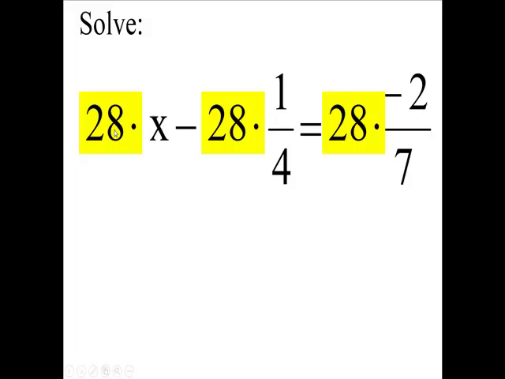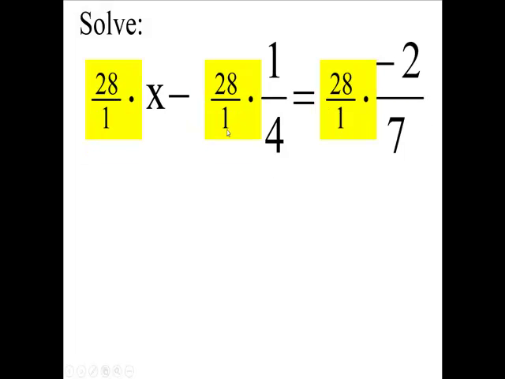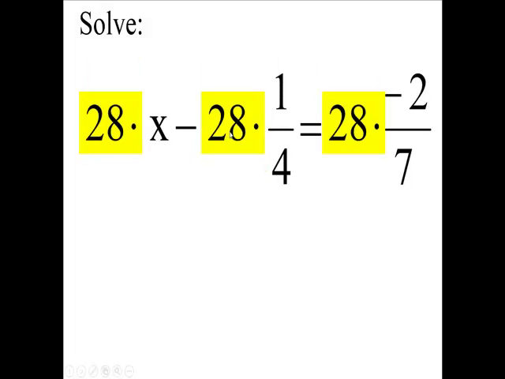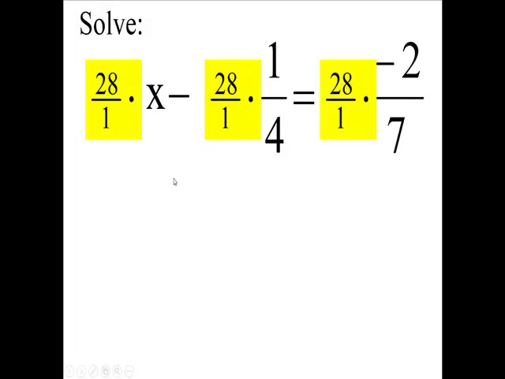Now we need to write 28 as a fraction here on all these. 28, which we put on all three of them, and then we write the 28 as a fraction, okay? Now, look at the 28 and the 4. You can divide 28 and 4 by the same number, can't you? I would divide both 28 and 4 by 4. 28 divided by 4 is 7. 4 divided by 4 is 1. Okay? Now look at the 28 and the 7.